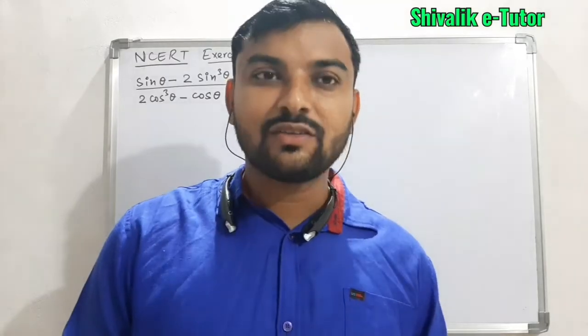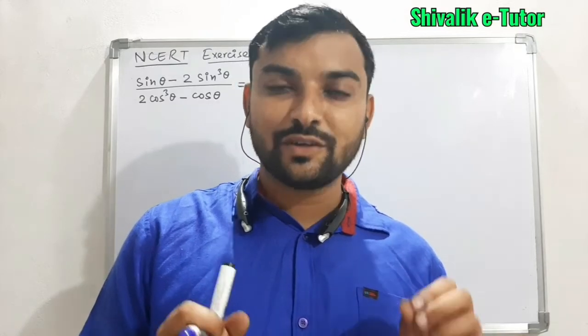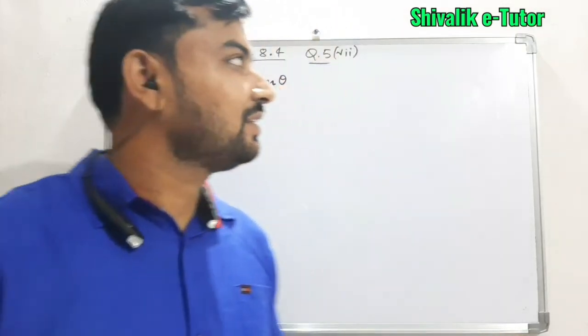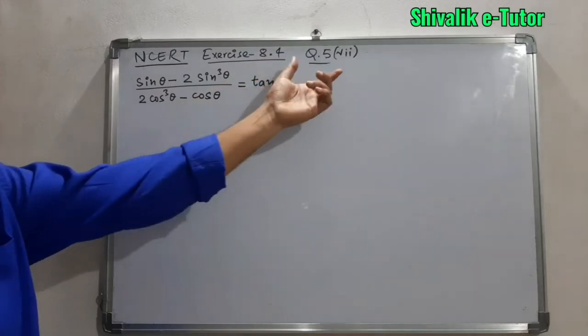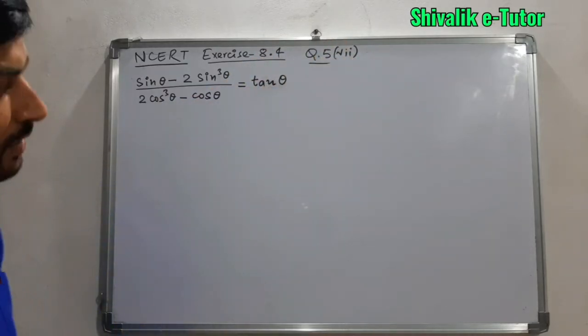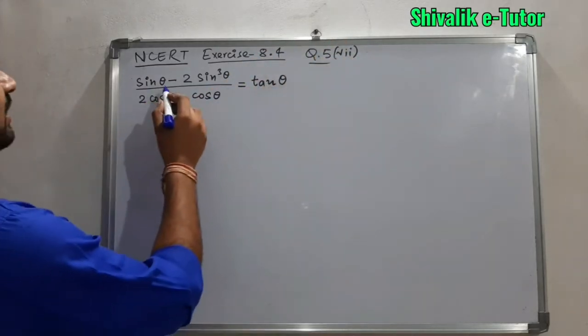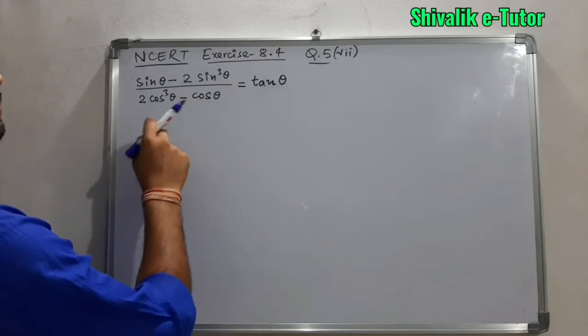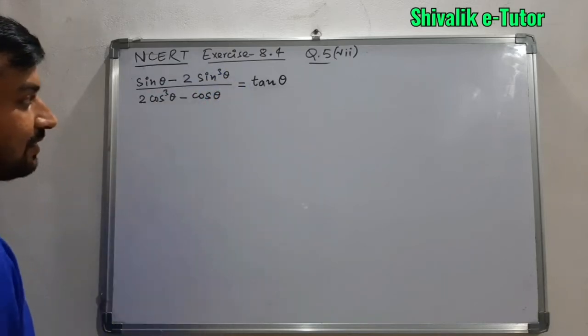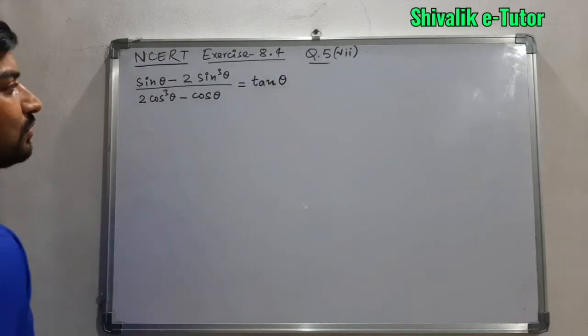Hello everyone, in this part of my video based on trigonometric identities, I am taking a question from your NCERT exercise 8.4, that is question number 5, 7th part. Here the question is (sin theta minus 2 sin cube theta) upon (2 cos cube theta minus cos theta), and this is equals to tan theta.